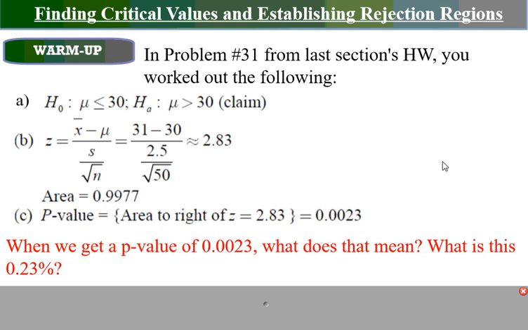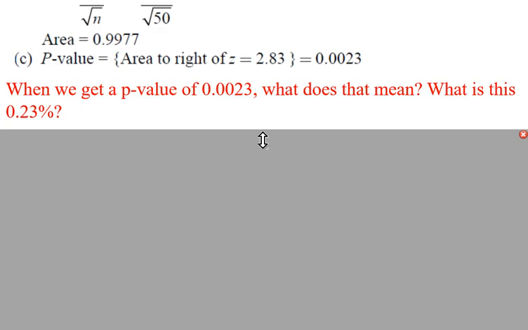You developed the hypotheses, you found the test statistic, the z-score 2.83. You got the p-value 0.0023. So when you get this p-value 0.0023, what does that mean? What does 0.23% actually represent?